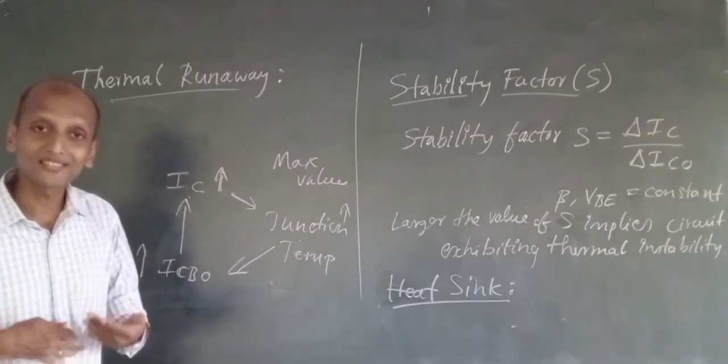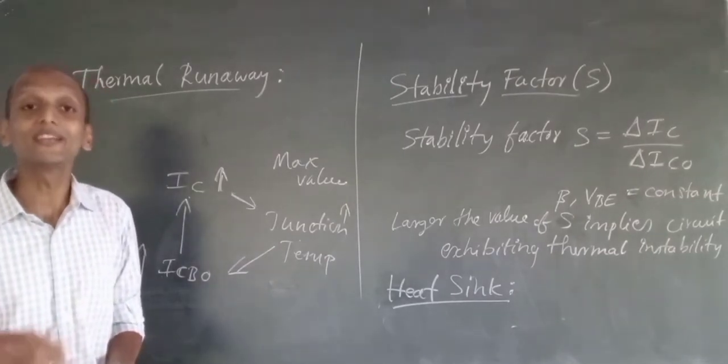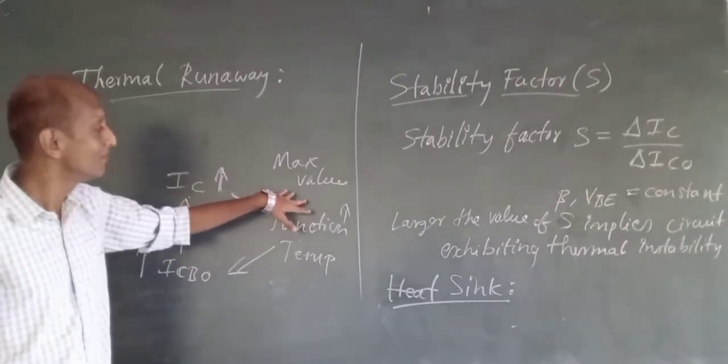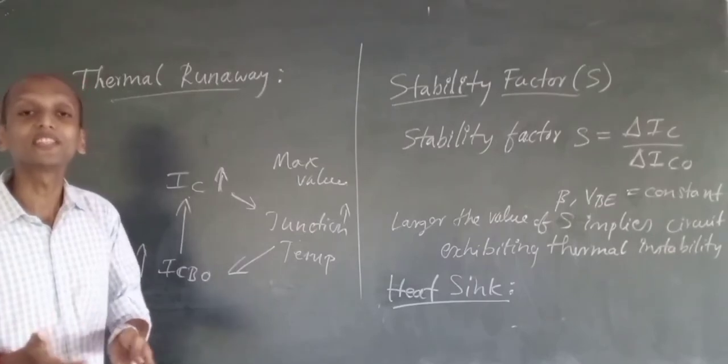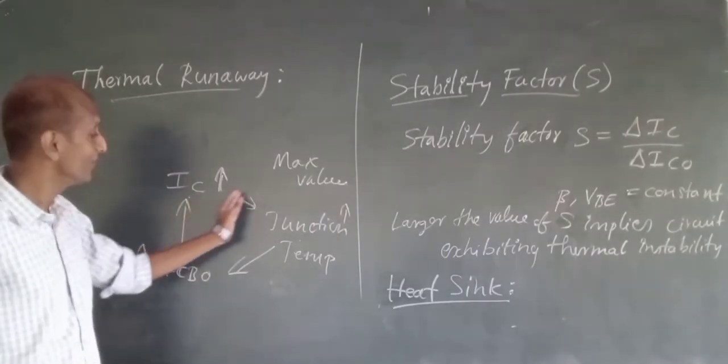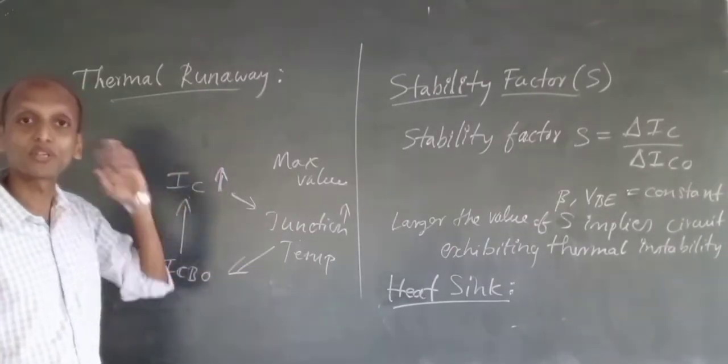Self-destruction is what? Your transistor is destroying itself. Okay, so the transistor is destroying itself because the junction temperature has crossed the maximum value, and this is how we get thermal runaway.